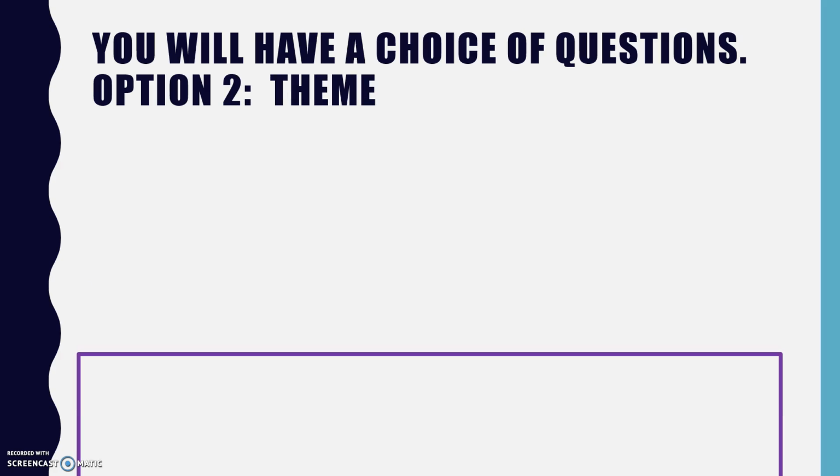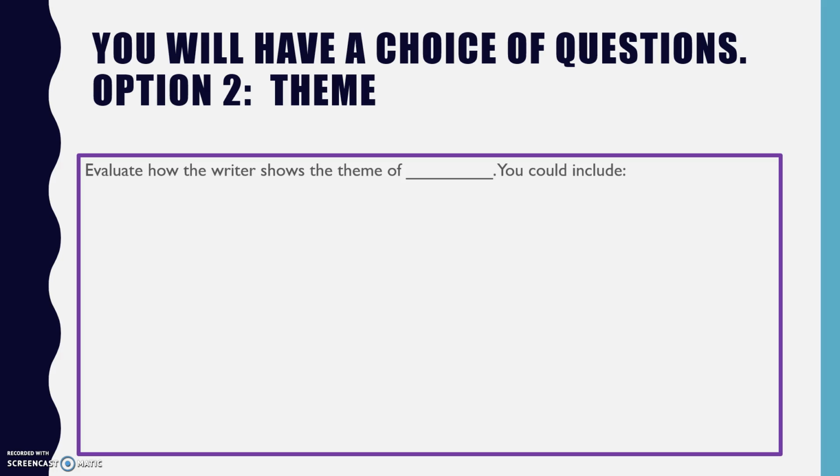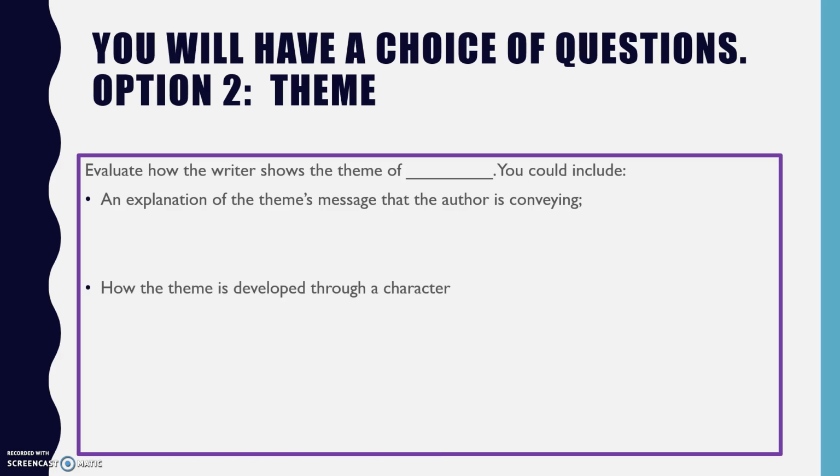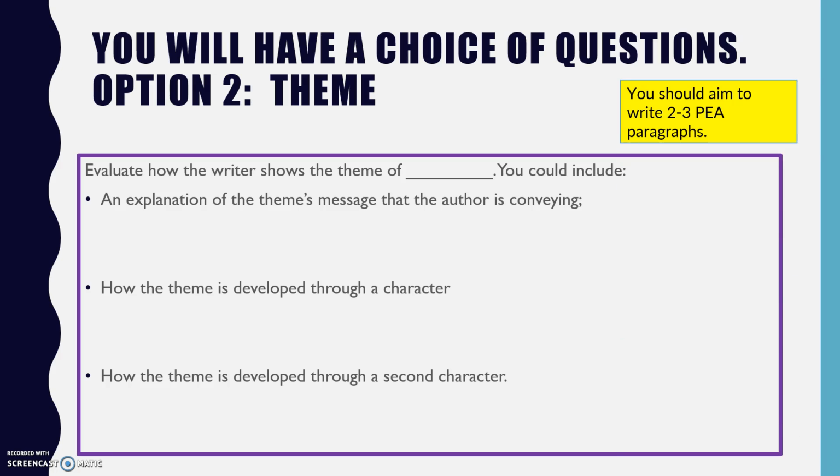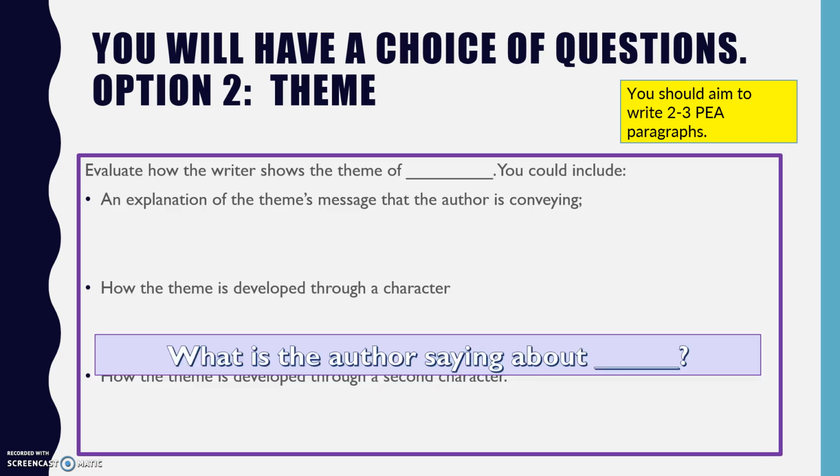Or you could write about theme. The theme question says, how does the writer show the theme? One paragraph on what the theme's message is, one paragraph on how the theme is developed through a character, and one paragraph about how the theme is developed through another character or through a moment in the plot. Again, 2 to 3 paragraphs.